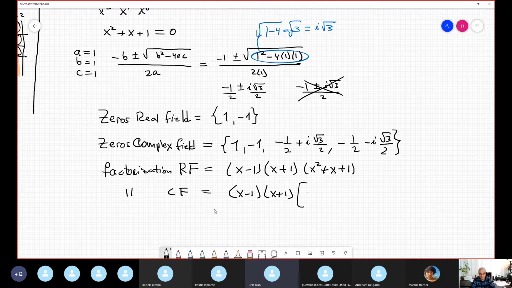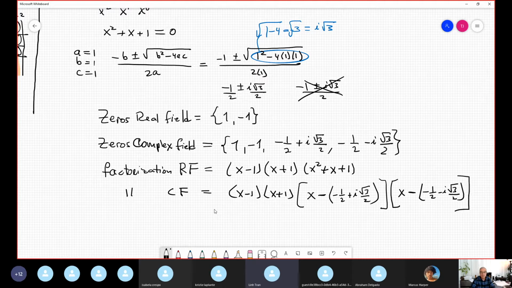Let me use brackets. x minus negative 1/2 plus i radical 3 over 2. Looks horrible, but it's okay. Multiplication by x minus negative 1/2 minus i radical 3 over 2. Done. Any question?